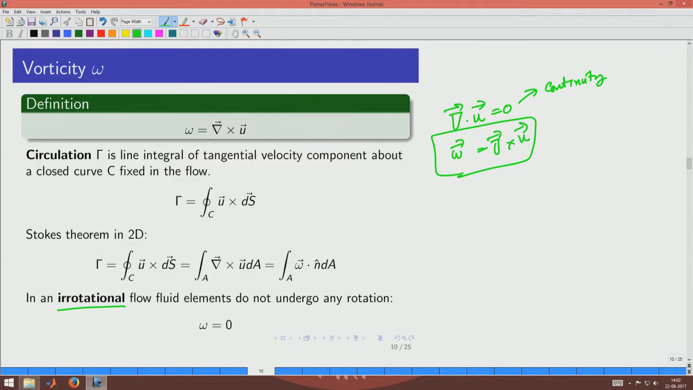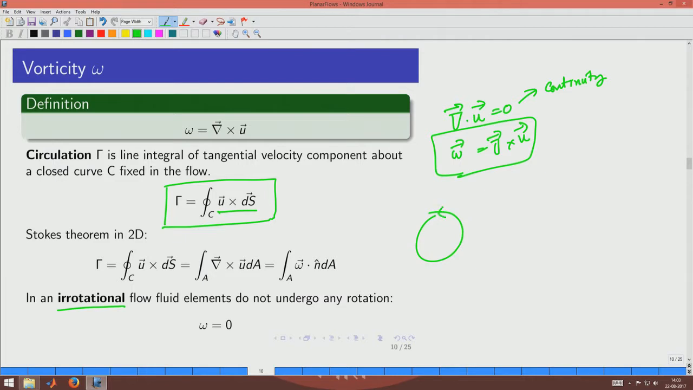Okay. So, the way this omega is defined is such that we have a sense of circulation of the flow. The circulation of flow is defined in this manner. Capital gamma is a line integral around a closed loop given by this expression u cross ds, where ds is the length element along the loop.